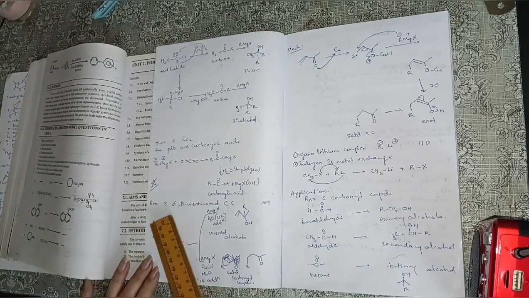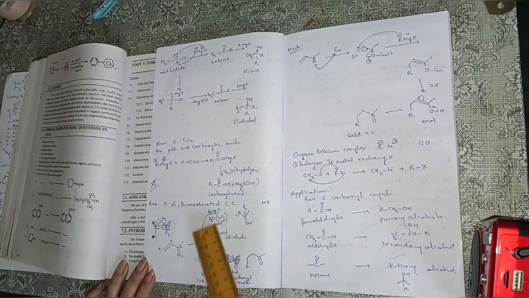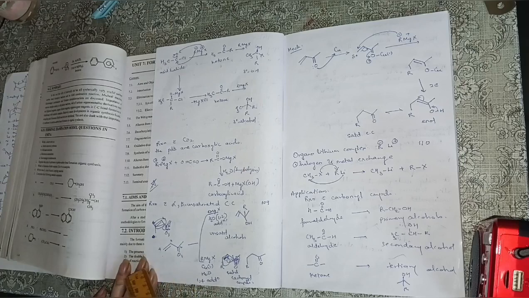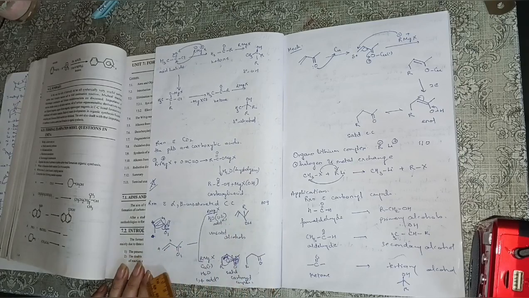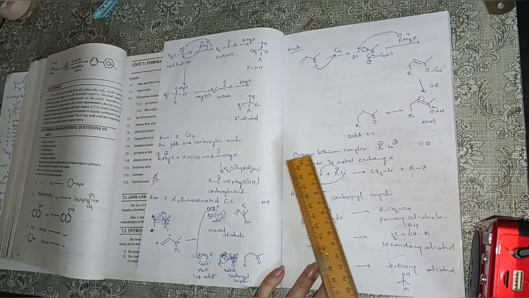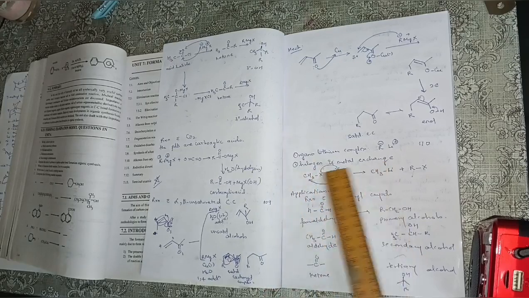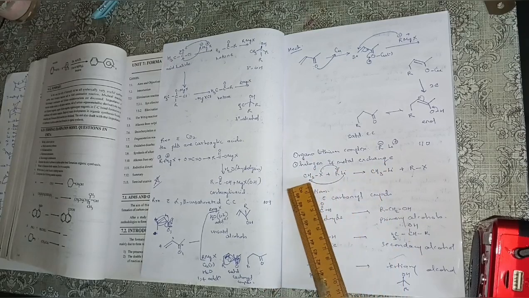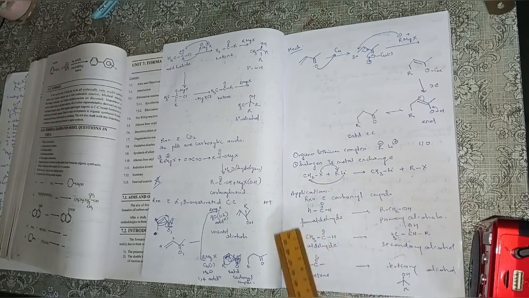Next is with alpha beta unsaturated carbonyl compounds. There will be two products formed. 1,2 addition can happen and 1,4 addition can happen. Saturated carbonyl compound is produced here. Organolithium complex, that is RLi. Here halogen and metal exchange takes place. Lithium goes to methyl and RX will be formed.